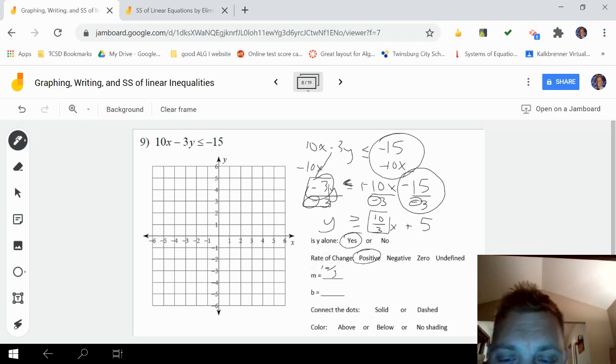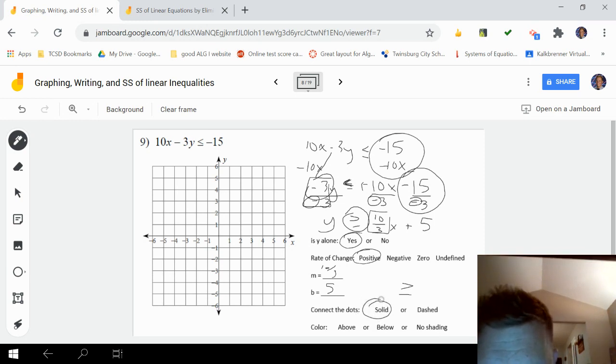And then our b is going to be positive 5. Are we going to connect dots? Again, that is all about the sign, and we kind of flipped the sign, so be careful with this one. Here's our sign. I rewrite it. Is that solid or dashed? Does it have a reminder that it's solid?